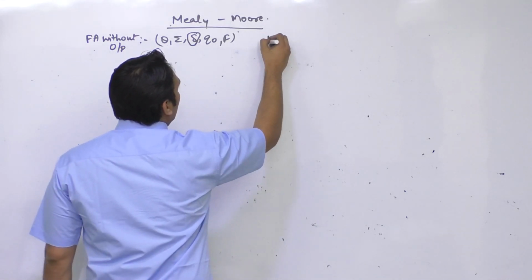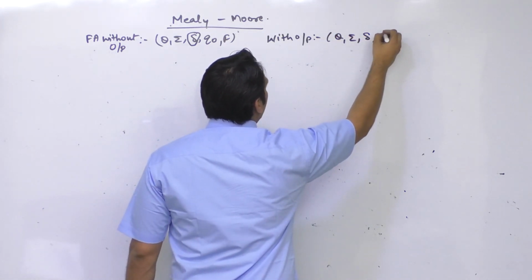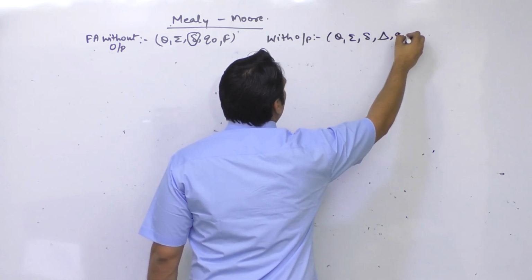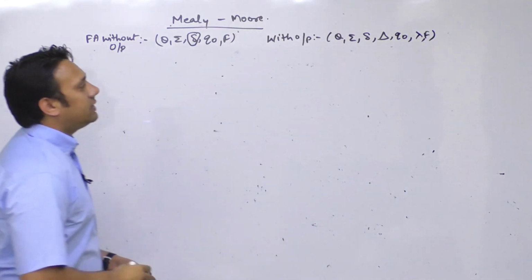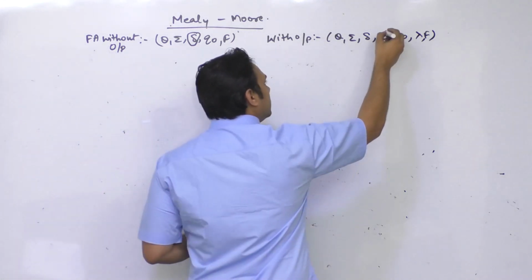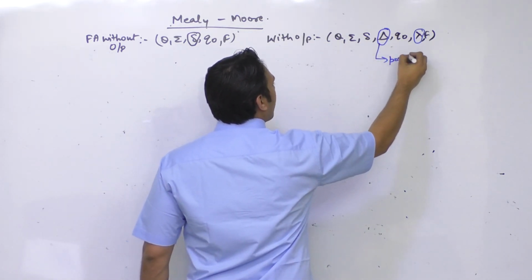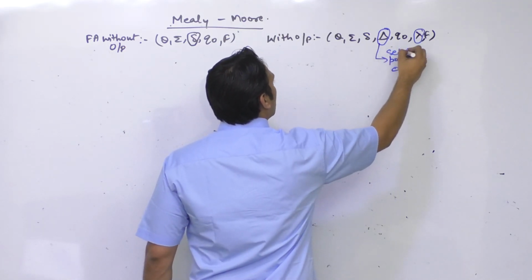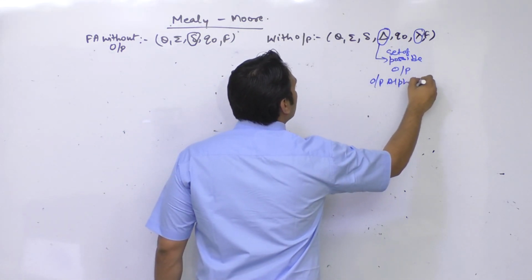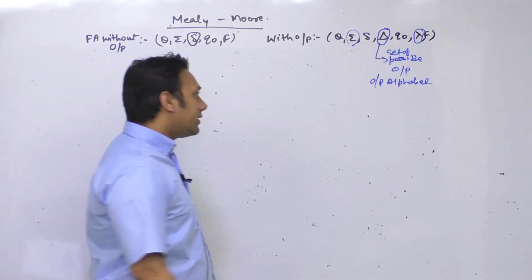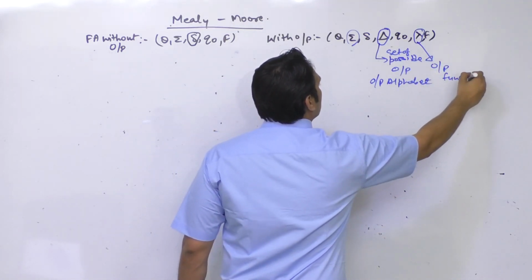But in case of a Mealy machine, that is with output, this definition changes to Q, sigma, delta, again we have q0, and we use lambda and F. So basically there are two more tuples that we have added here, this delta and this lambda. This delta represents the set of possible outputs, or you can say the output alphabet. Just like sigma is the input alphabet, in the same way we use this delta to represent the output alphabet. And this is your output function.